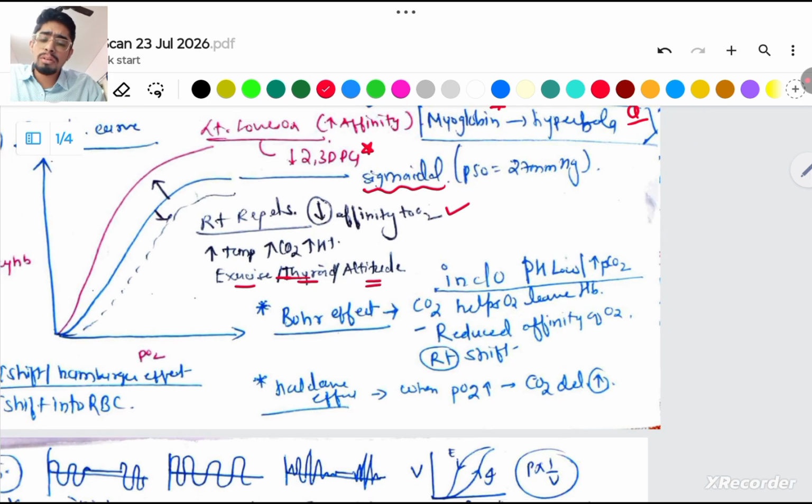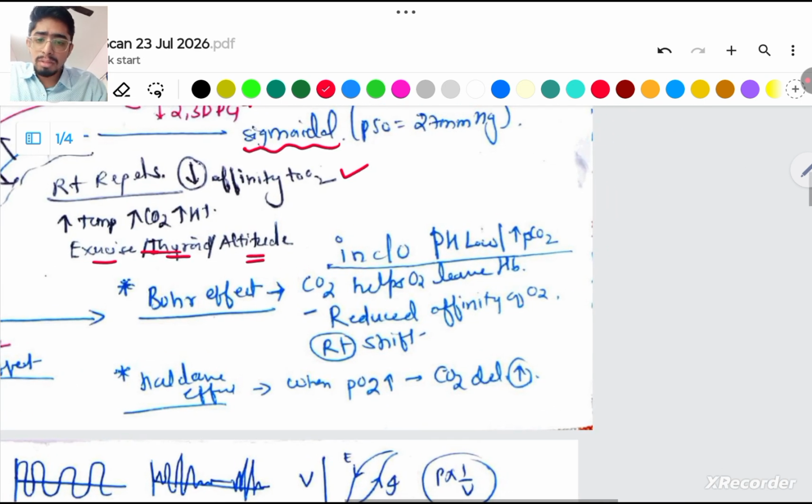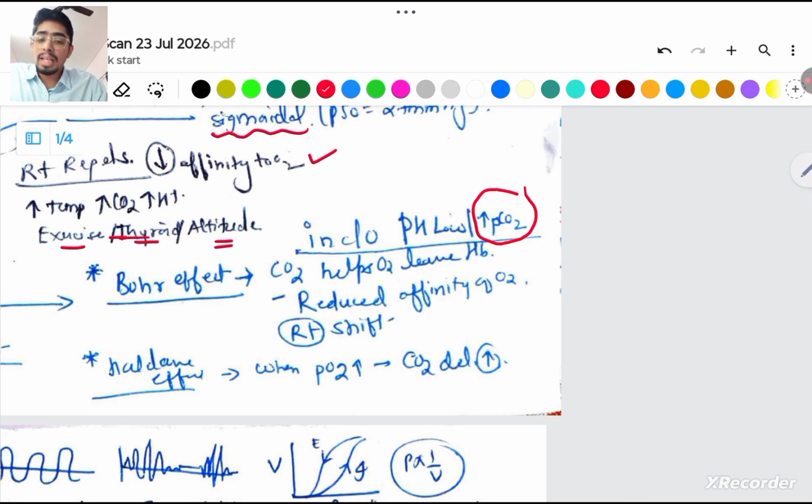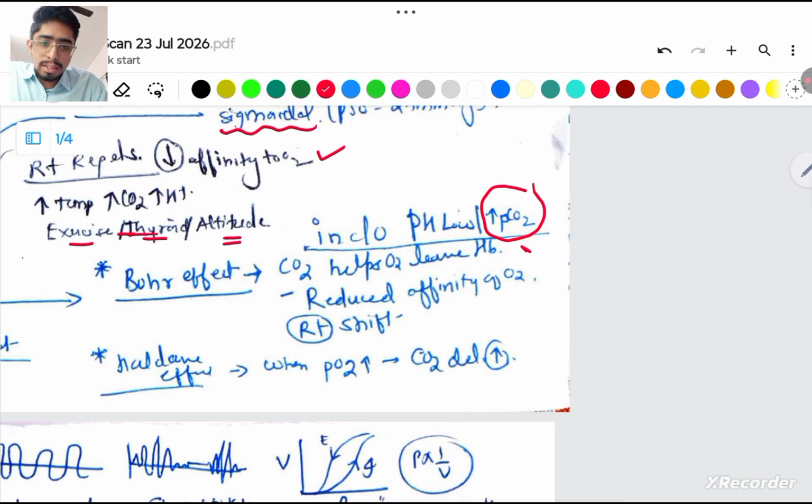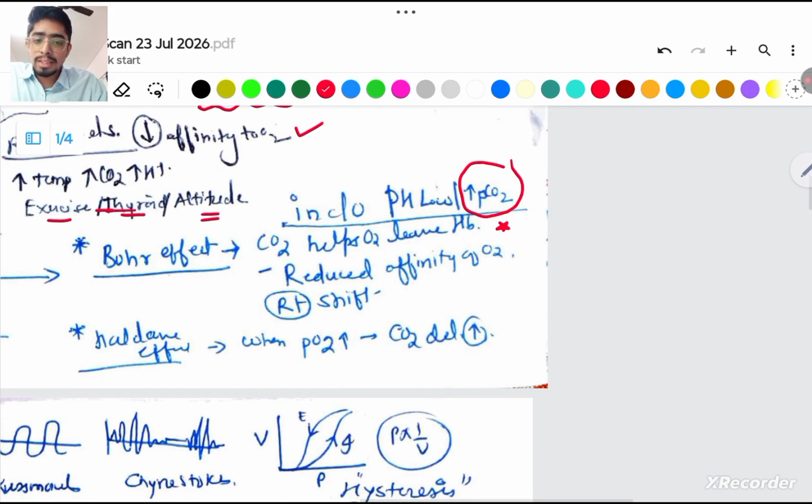Let's talk about the Bohr effect and Haldane effect in a simple manner. When the pH is low and there is hypercapnia, there is more partial pressure of carbon dioxide. Carbon dioxide helps oxygen leave the hemoglobin. That is the simple point, which is the Bohr effect. There is reduced affinity of oxygen and a right shift. Three points: carbon dioxide helps oxygen leave hemoglobin, reduced affinity of oxygen, and right shift.